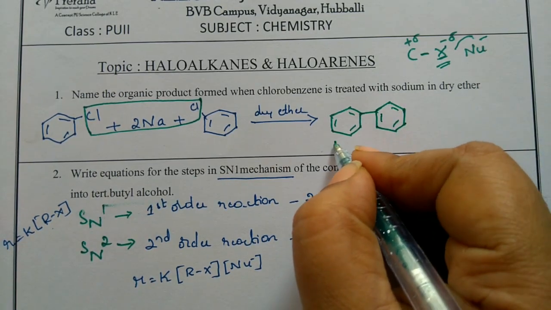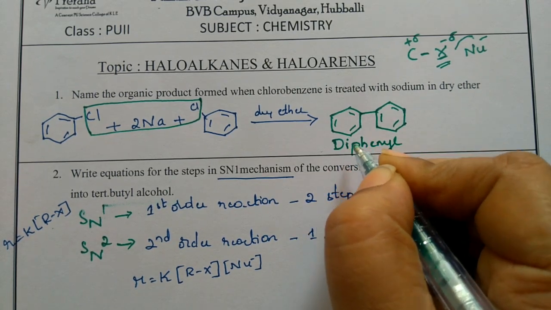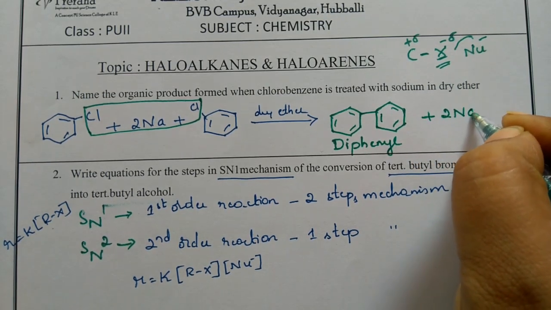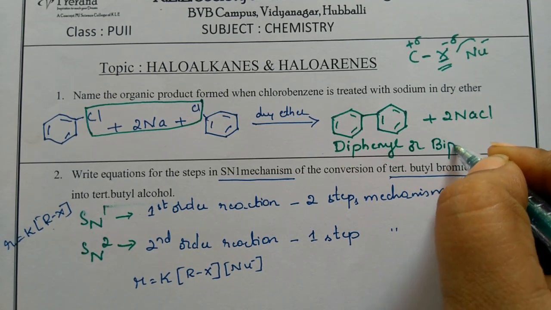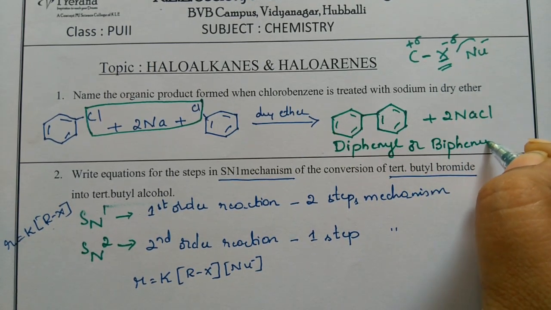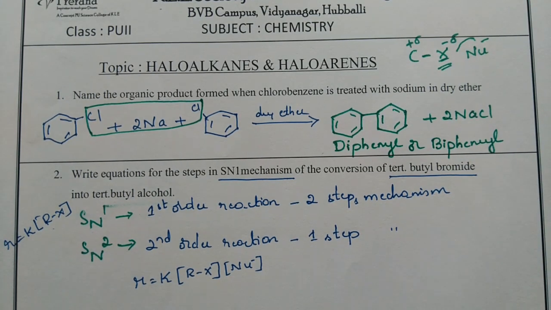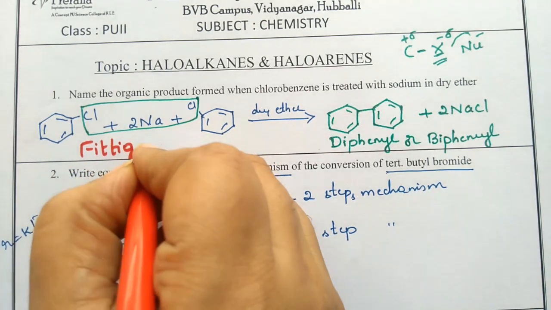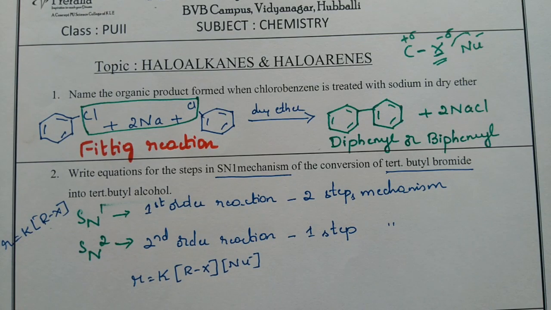So it is called diphenyl, or biphenyl, or phenylbenzene. Either one you can write. Phenylbenzene, diphenyl, biphenyl. If you write only the name, that is enough. So what is the name of the reaction? The name of the reaction is called the Fittig reaction.